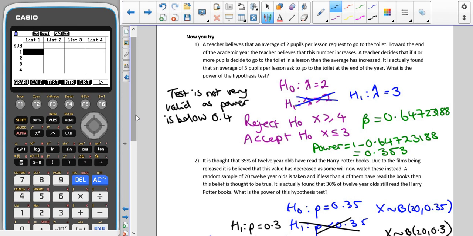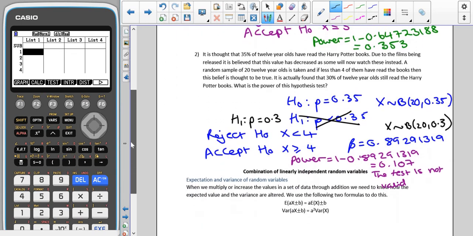So 4 or more is our reject H0 region, which means that less than or equal to 3 is our accept H0 region. It is then decided that the actual average is 3. So that means our H1 should actually be that lambda equals 3. So then in Poisson, we should be having 0 as our lower, 3 as our upper, and our lambda as 3, and that gives us beta, which is 0.6472318. To find the power, we have to do 1 minus that value, which gives us 0.353 to 3 significant figures, which means that the test is not very valid as the power is below 0.4.